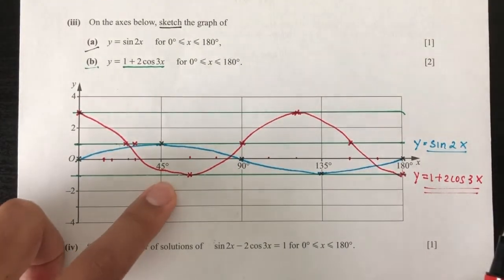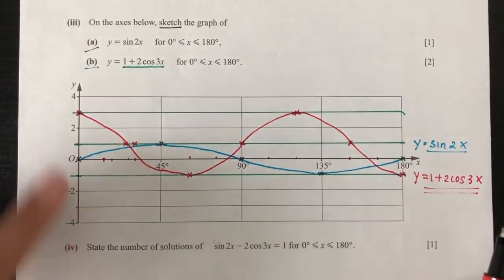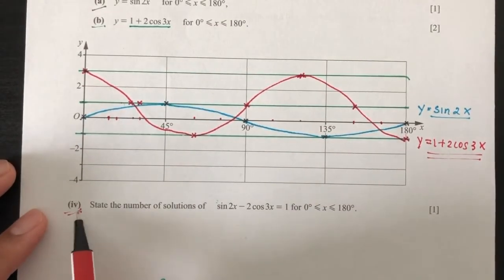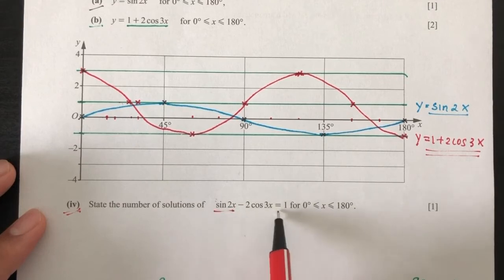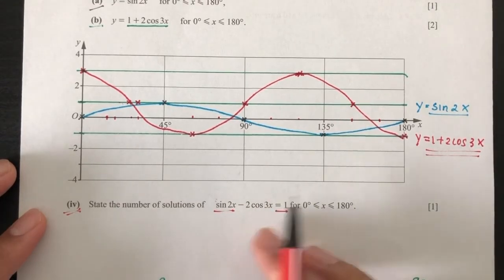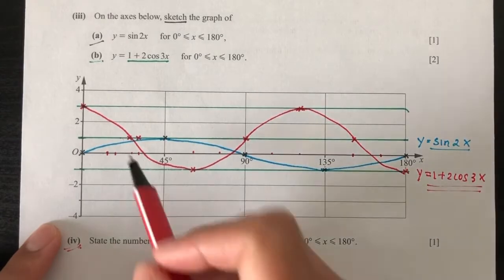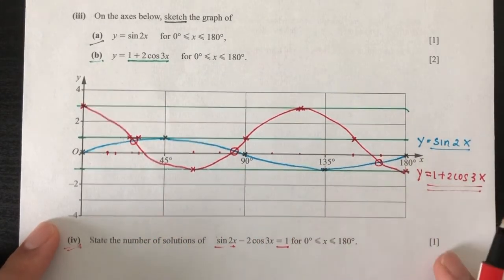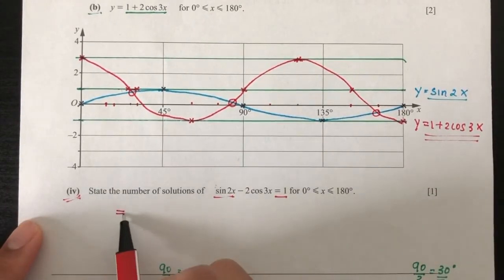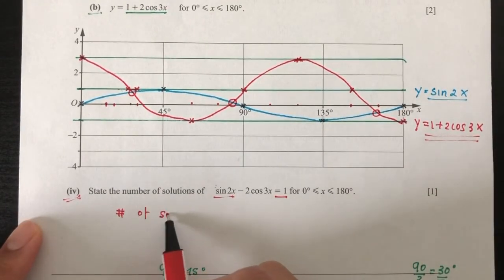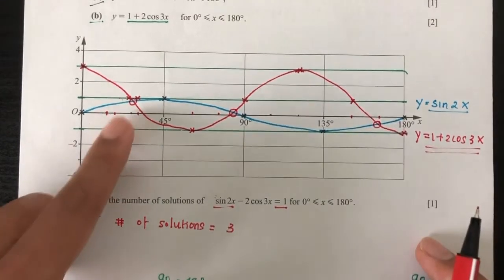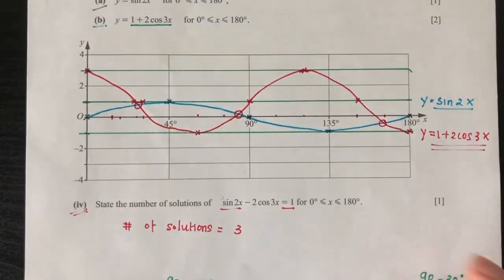If it's like that, it's not great. It is still good, but it's not great. You have to make it smooth for your curves. Now for this one, state the number of solutions of this equal to 1. So basically we have to find where they intersect. As you can see, we have 1 point here, 2 points here, and 3 points. So the number of solutions is equal to 3, because there are 3 points of intersection. So that will be your question number 1.